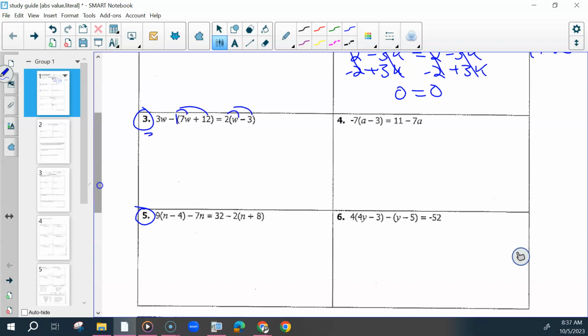Number 3, we're distributing this -1 to everything here, and the 2 on the other side at the same time. So 3w minus 7w minus 12 equals 2w minus 6. Make sure you're distributing to everything. Combine like terms on the same side. -4w minus 12 equals 2w minus 6. Here, because we have different coefficients, this is going to give us one solution. So then we have choices. What do we want to move first?